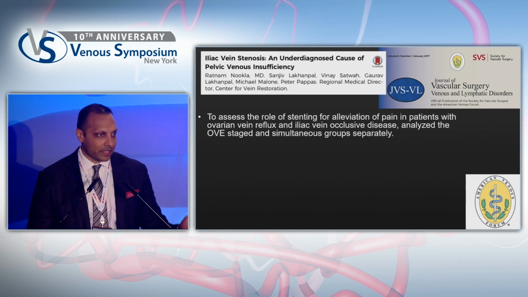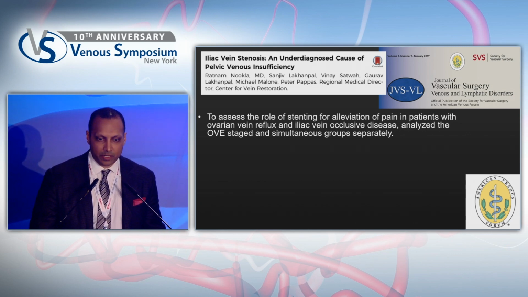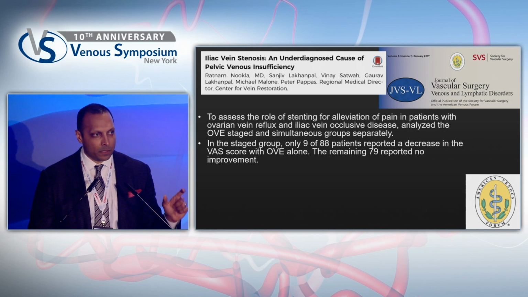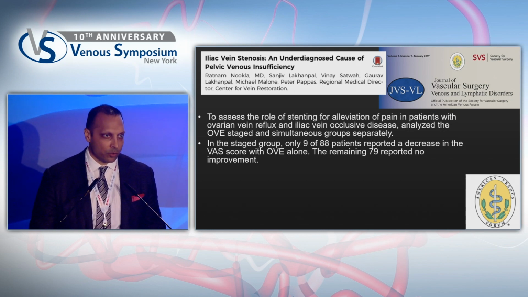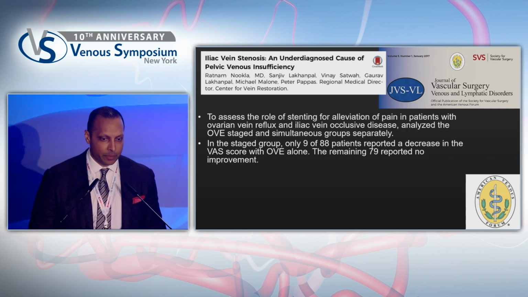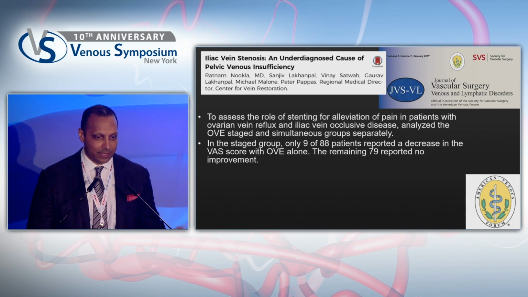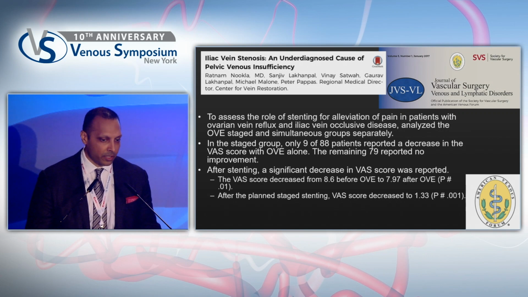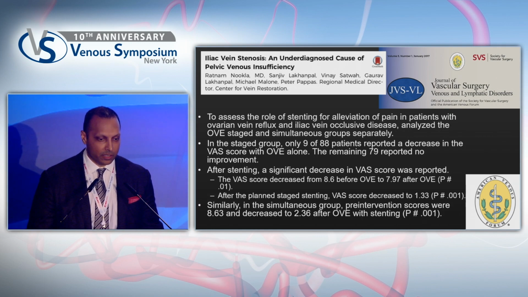What they further tried to assess was the role of stenting for alleviation of pain in patients with reflux and occlusive disease, and analyzed the ovarian vein embolization staged versus simultaneous group. They wanted to tease out, is the embolization more important, or is the stenting or resolution of the obstruction more important? So in the staged groups, only 9 of their 88 patients that had the staged procedure, embolization and stenting, reported a decrease in their pain score with the embolization alone. After stenting, though, there was a significant decrease in their pain score, as reported in their cohort. And after the planned staged stenting, you can see the VAS scores decrease significantly.